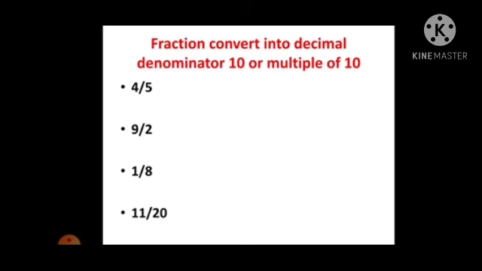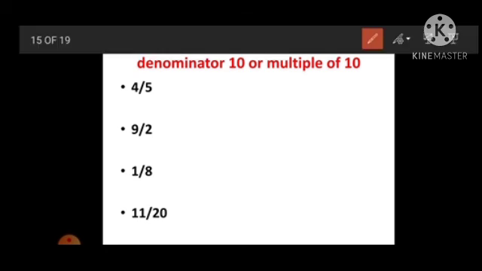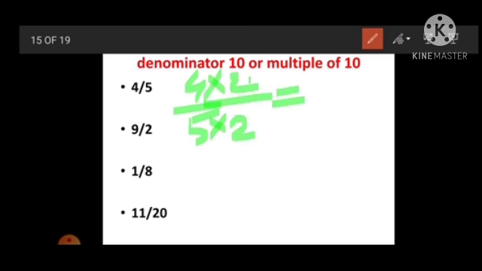Fractions convert into decimal. Now the denominator is 10 or a multiple of 10. So we want denominator 10, 100 and 1000. So how to do? See 5. Which number is multiplied by denominator 5? The answer will come 10. 2. 5 2s are 10. Then the same number is multiplied by numerator and denominator, 8 by 10.